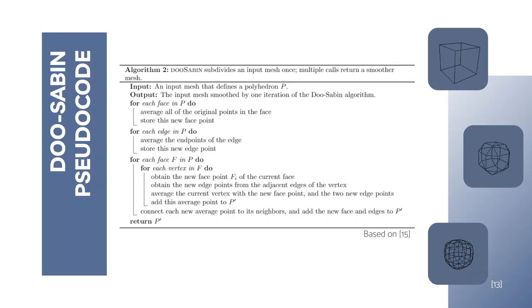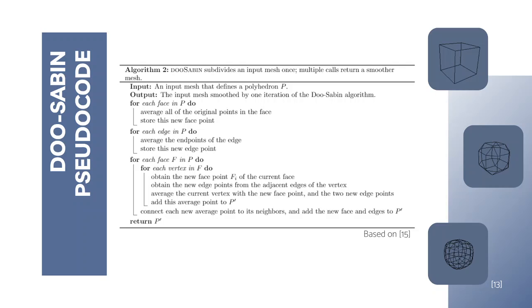This pseudocode shows the general process for one iteration, which takes an input mesh that describes a polyhedron P. The first step is for each face in P, we average all the points in the face. This results in the creation of the center points of each face, and we store them. Likewise, for each edge, we average the endpoints to find the midpoint and store each of these points as new edge points. Then, for each face in the original polyhedron, we cycle through their vertices and obtain the new face point for the current face and all the new edge points that are adjacent to the current vertex. All of these points are averaged, and we add this new point to our new polyhedron.